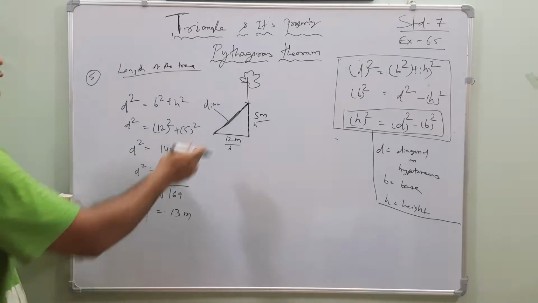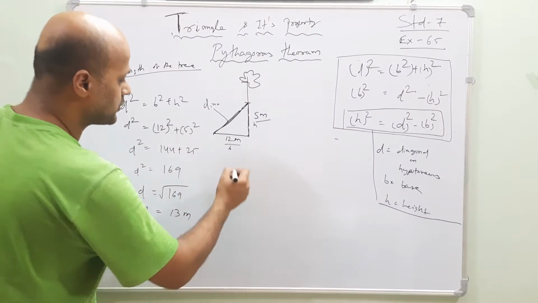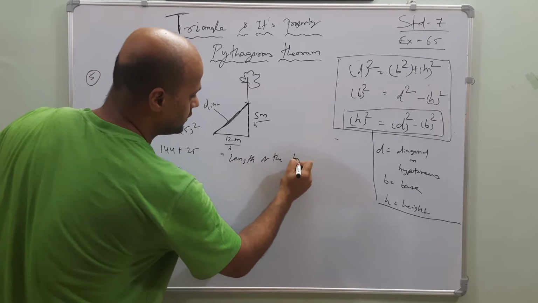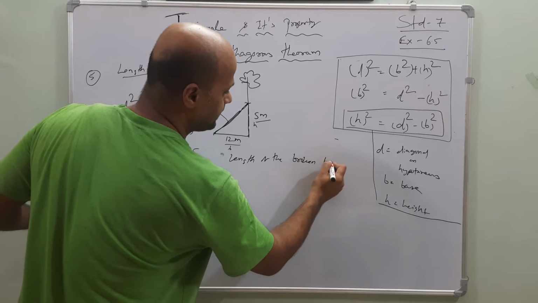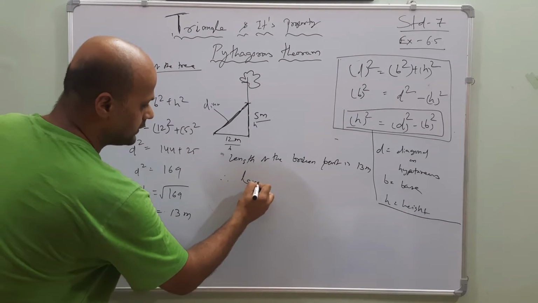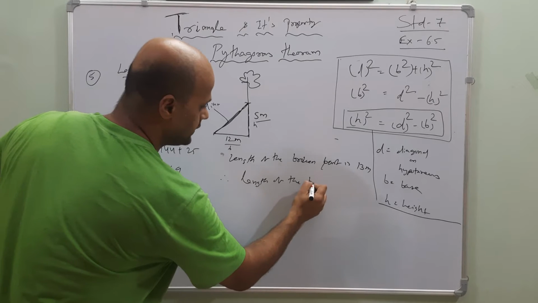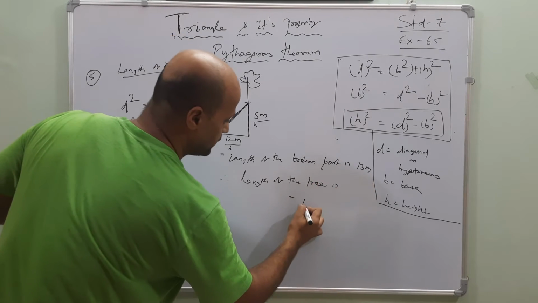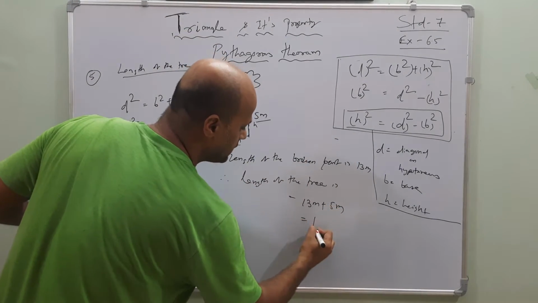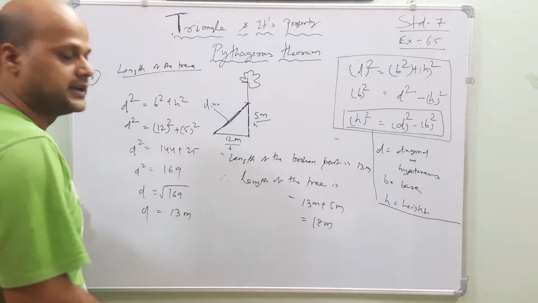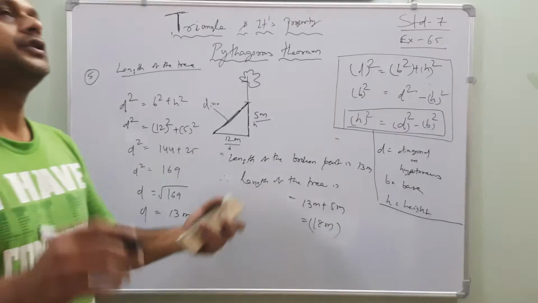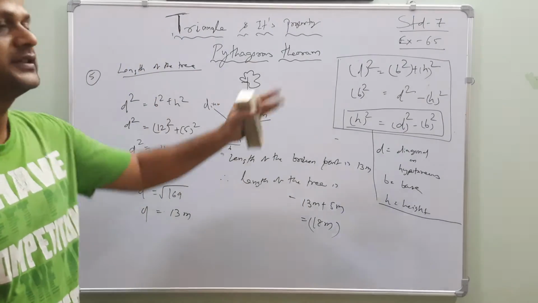Okay, now the length of the broken part is how much? 13. So you have to write: length of the broken part is 13 meter. Therefore, length of the tree is the broken part plus the 5 meter from where it is broken. Total is how much? 18 meter. So length of the tree is 18 meter. In this manner you have to find the solution by using the Pythagoras theorem.